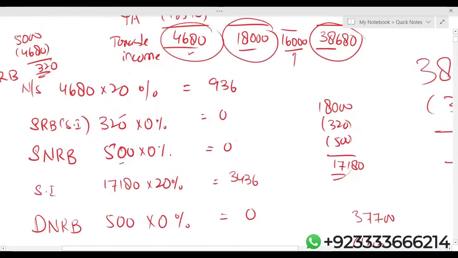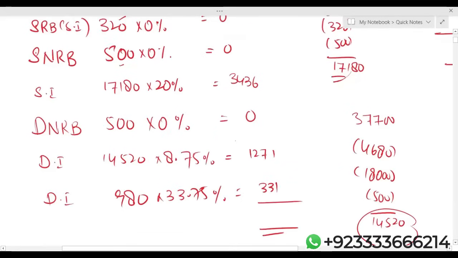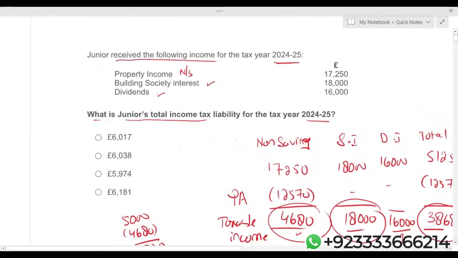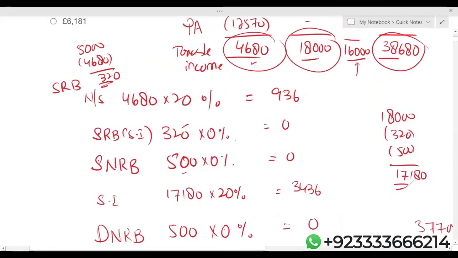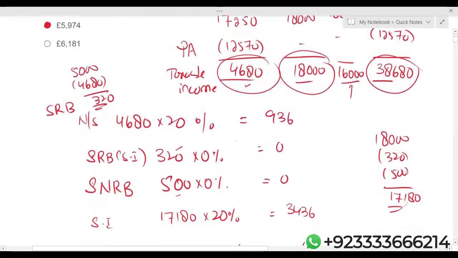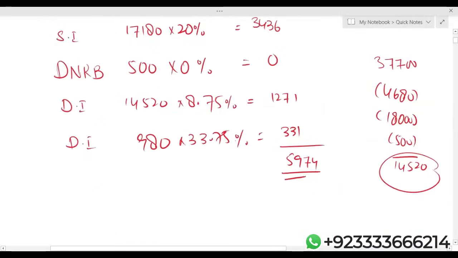So let's add all of them. 936 plus 3,436 plus 1,271 plus 331. Students, I'm getting 5,974. Let's see. 5,974. But I would consider this question a very good question. Seriously, in a very small data, the examiner has tried their level best to cover a number of rules.